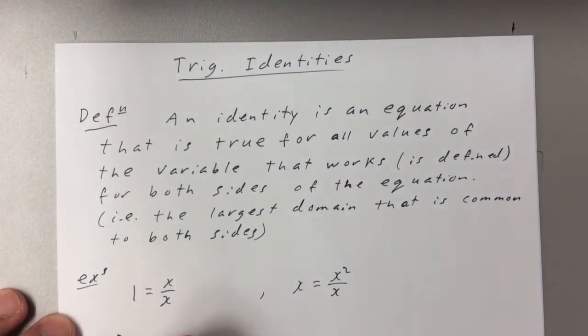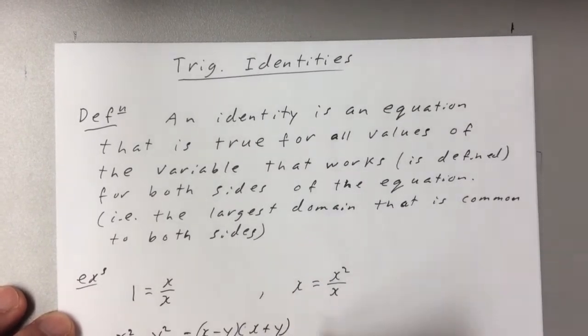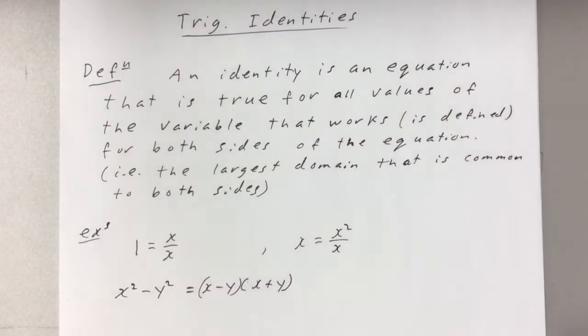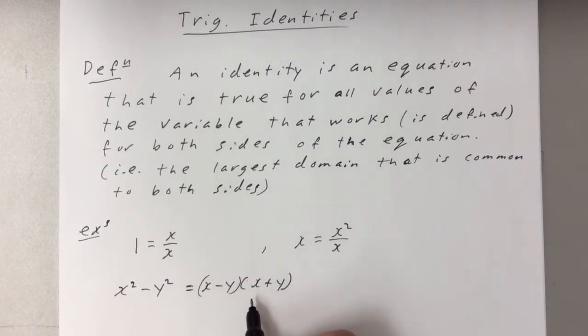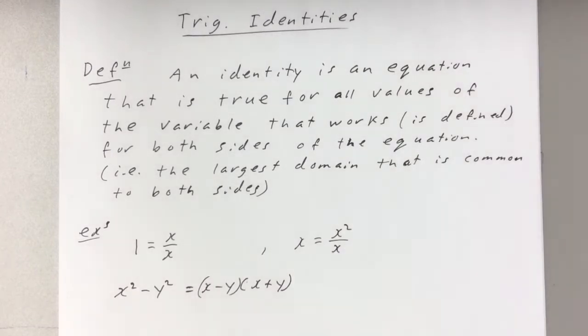basic difference of squares. So x squared minus y squared equals (x minus y)(x plus y). So that is true for all values of x and y, no matter what they are, and it gives you a difference of squares. So it's not true for just some values, it's true for all values of x and y.